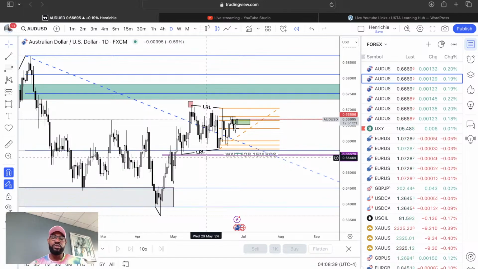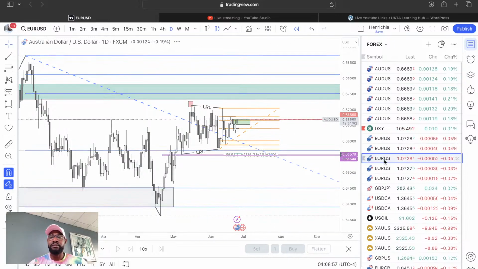The same thing goes with euro. This is the same reason why I'm not looking for a sell on euro. I'm not going to sell it, even though I've marked it out. It looks good for a sell, but I'll never take that sell because it's a high risk trade that could potentially take my stop loss.